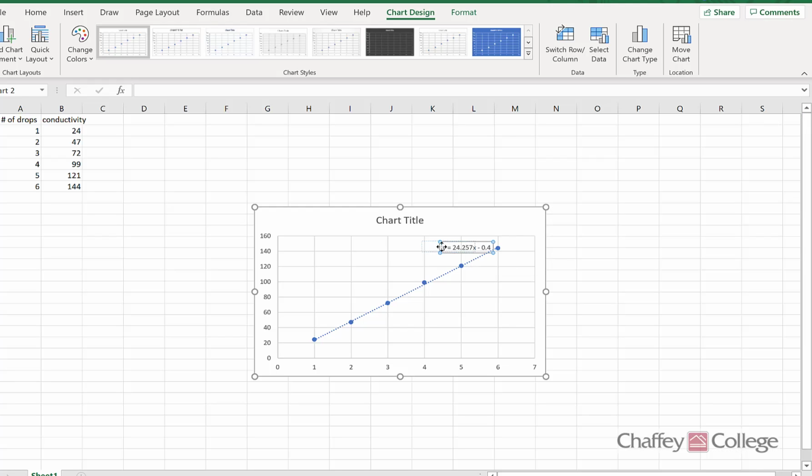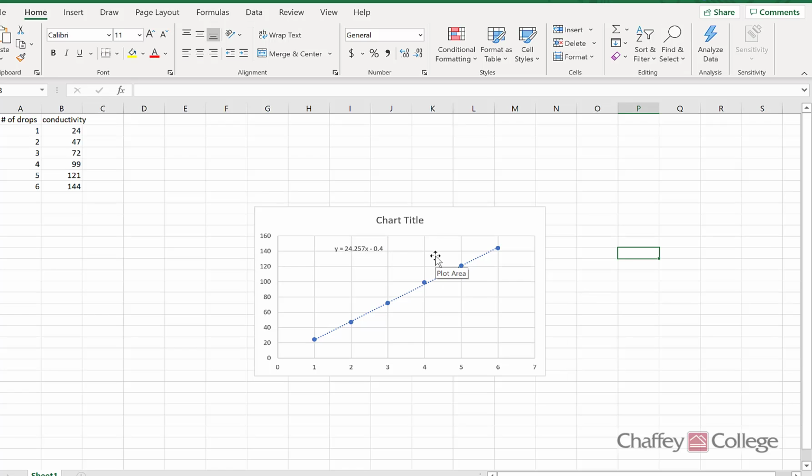You will see an equation, and the value which is right next to the x, that is our slope. In this case the slope is 24.257. So in your case you will need to plot number of drops versus the conductivity of sodium chloride, and then fit the linear curve and note down the slope value for sodium chloride.